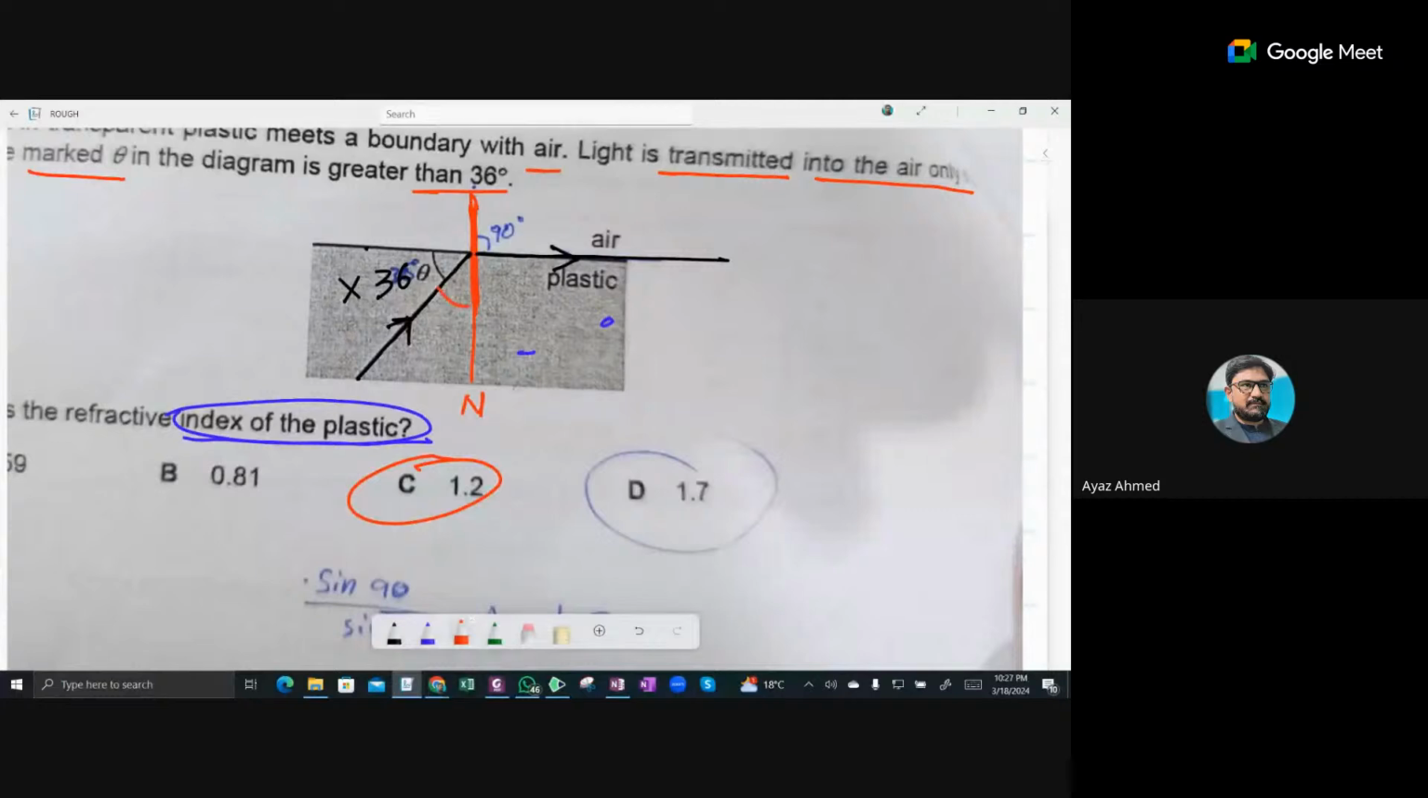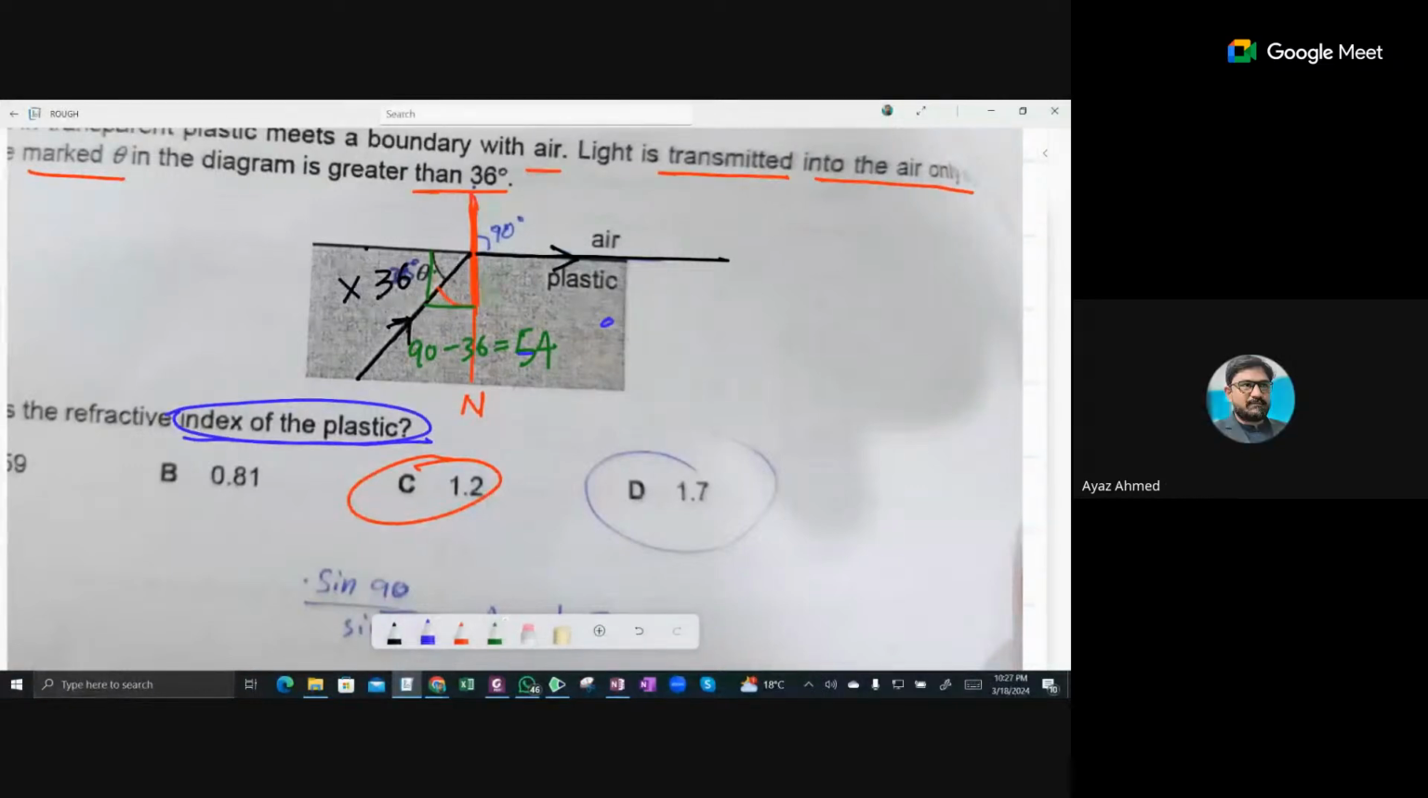So angle of incidence is always between normal and incident ray. So that is your 90, because from this point to this point, this is 90. So it is 90 minus 36. So you got 54. Okay, is it clear now? Okay, yeah.